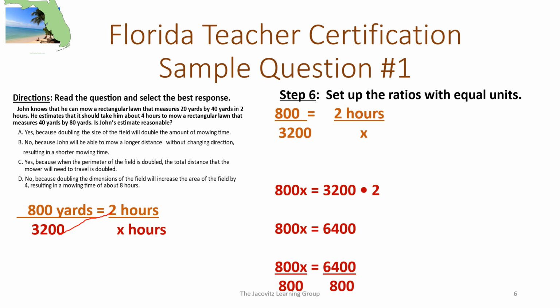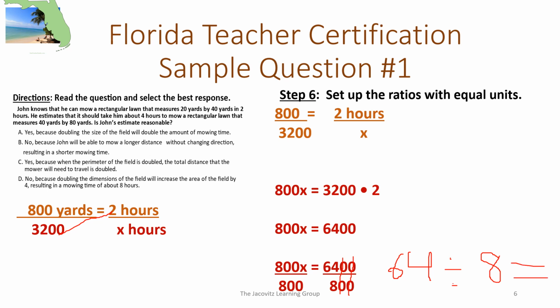we have 32 times 2, which is going to give you 64 plus the 2 zeros here. So we have 6,400, and you have 800x. 800x divided by 800, and then 6,400 divided by 800. Just cross out your 2 zeros here, and you know that this is 64 divided by 8, which is going to give you 8.